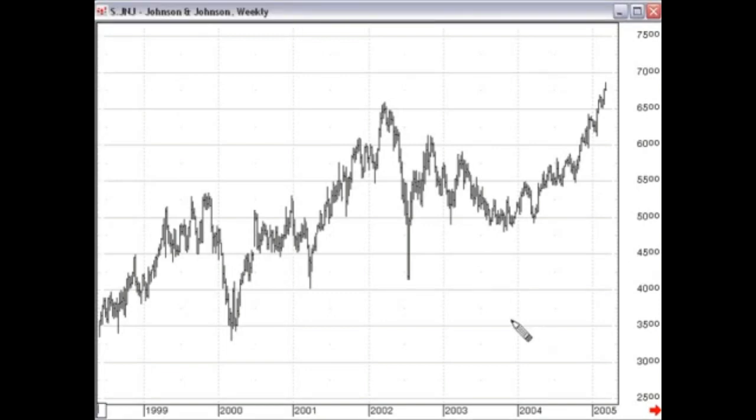Now, simply put, what is a trend line, or what is a line? A line simply connects 2 points. Our first point and our second point. Now, within the scope of technical analysis, these points are typically price highs or price lows. These are our trend lines here.